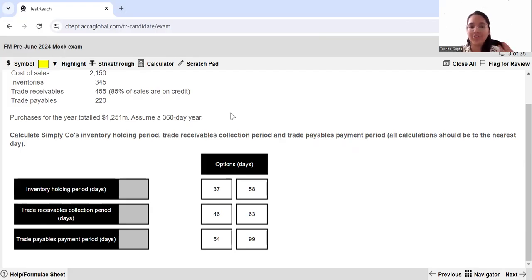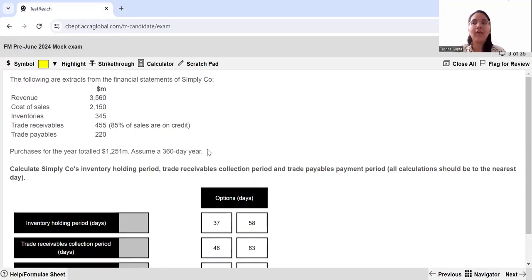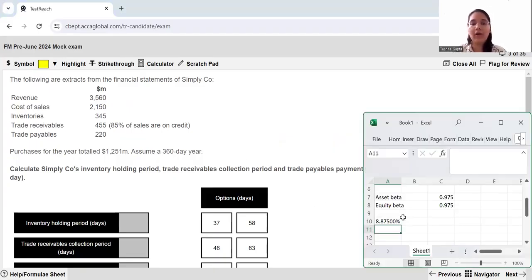That is why it's very essential that you follow the rounding off instructions. It is mentioned all calculations should be to the nearest day. So if you're getting 38.5, then you will make it 39 days. That is how we work in rounding off. Now let us move to this question.